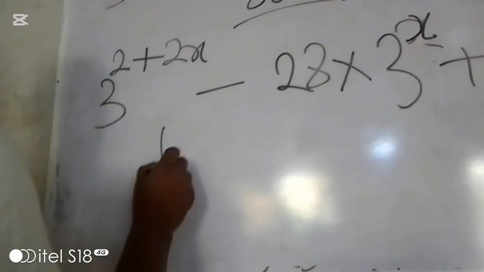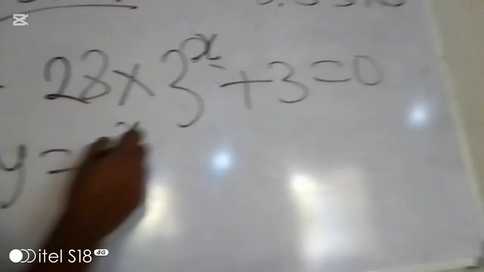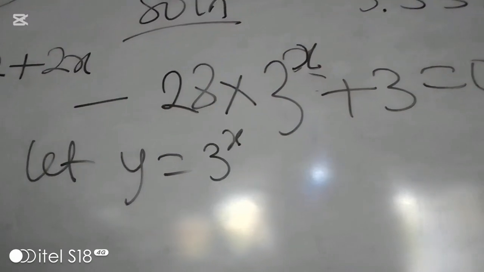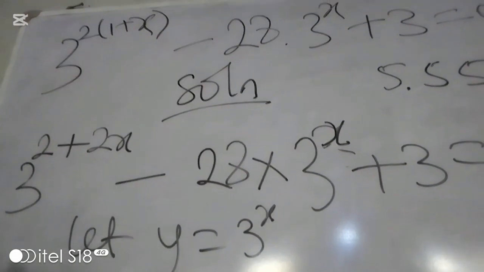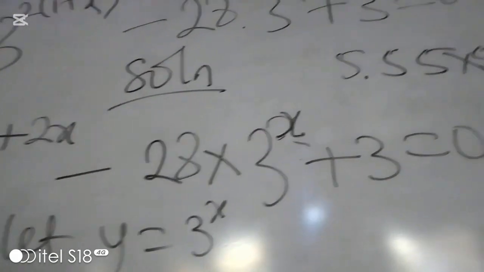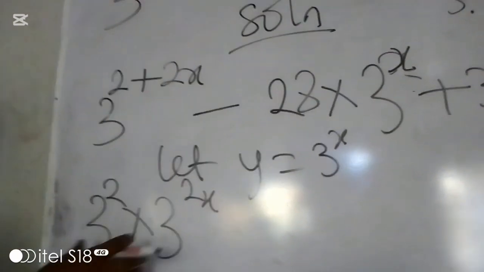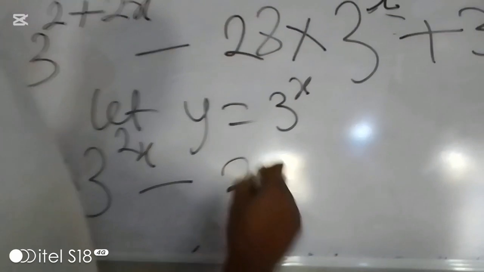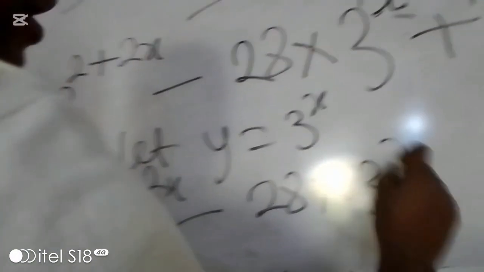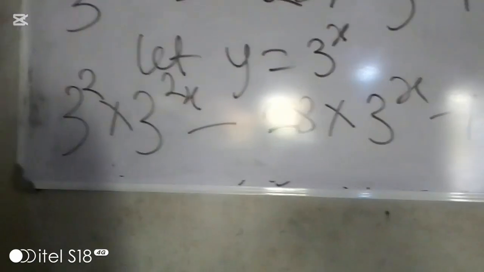You say let y equal to 3 raised to the power x. But from here now, this can be written as 3 raised to the power 2 times 3 raised to the power 2x, as in our indices, minus 28 times 3 raised to the power x plus 3 equal to 0. So from here now, I'm going to clean off this part.